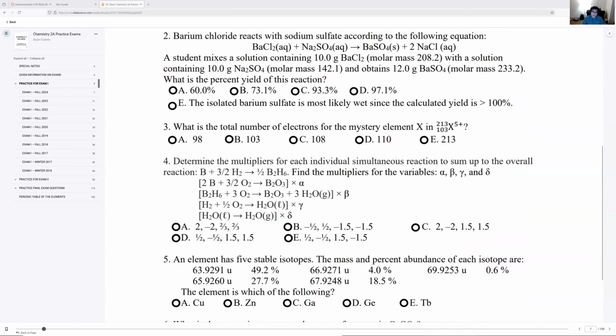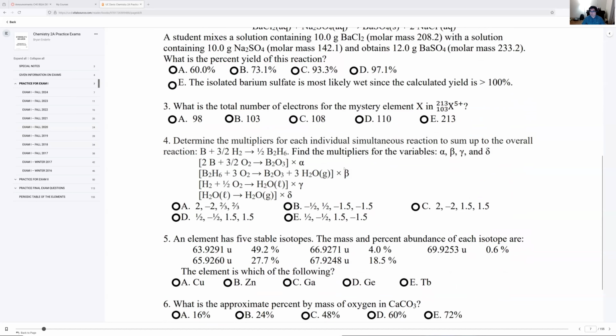Oh, okay. So question 4 is pretty much the same thing. So I will opt to skip this, but it's the same thing. You just kind of look at this and determine where things need to go. Boron is only in the first one, so you'd multiply this one by 1/2 to get it on the correct side. And this H2 only shows up in the third one. So you multiply this by 3 over 2.